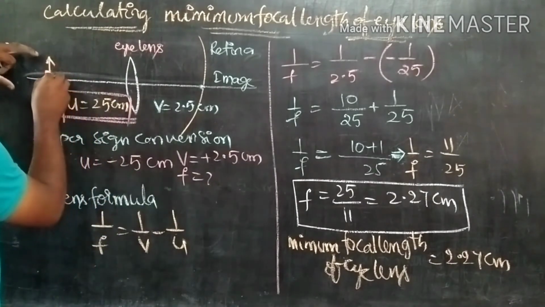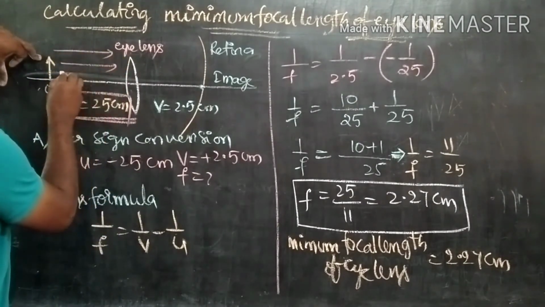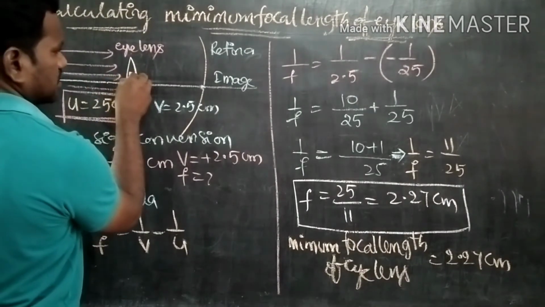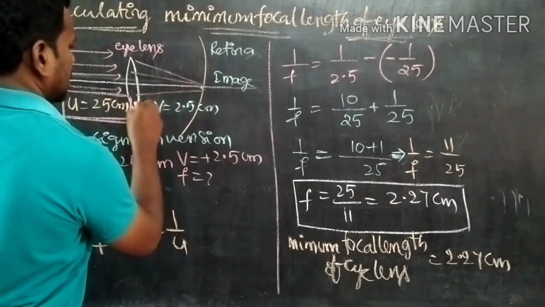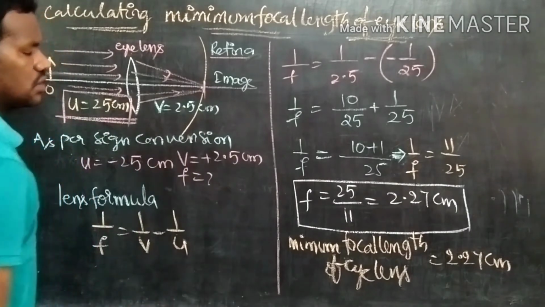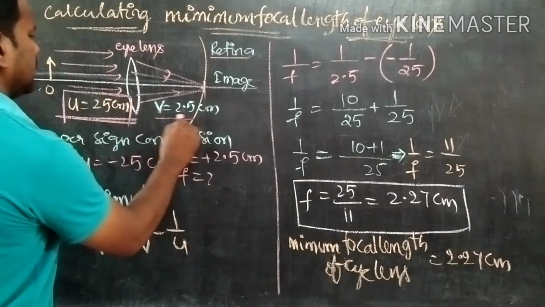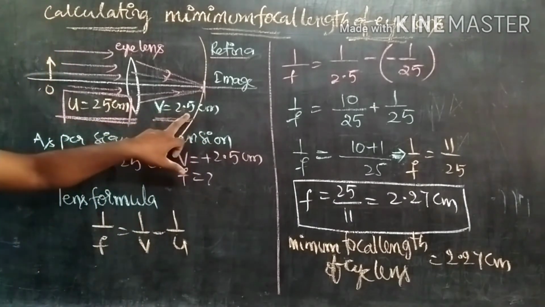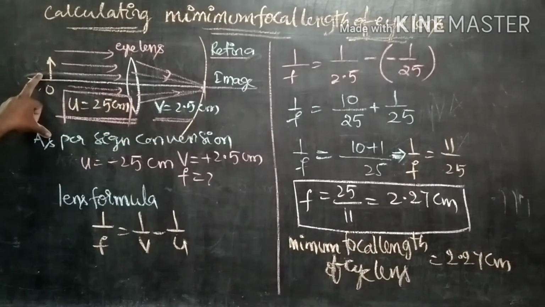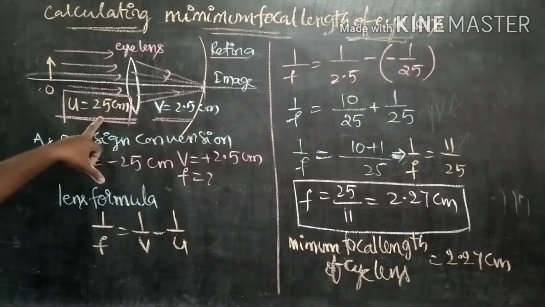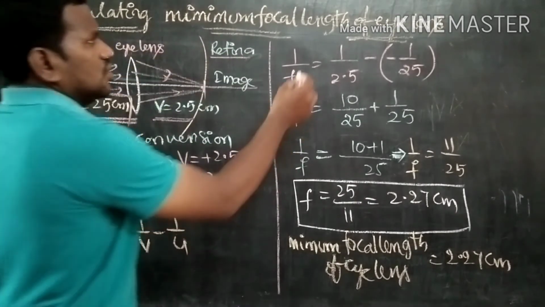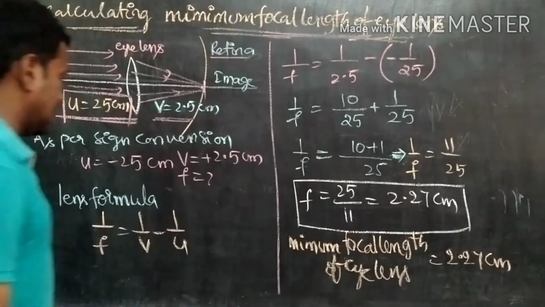Now see, if the object is here, the light rays travel like this and fall on the lens, undergo the process of refraction and meet at the point on the retina. So that distance is called image distance. Here the image distance is always 2.5 centimeters. Consider the object is at LDDV, that is on average 25 centimeters. Now in this case we should find out the focal length of the eye lens.